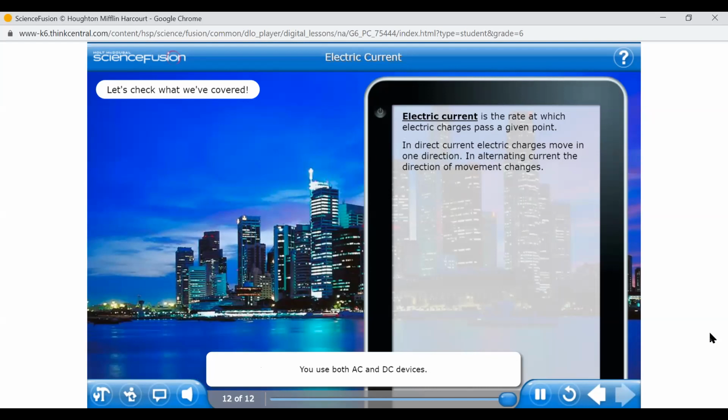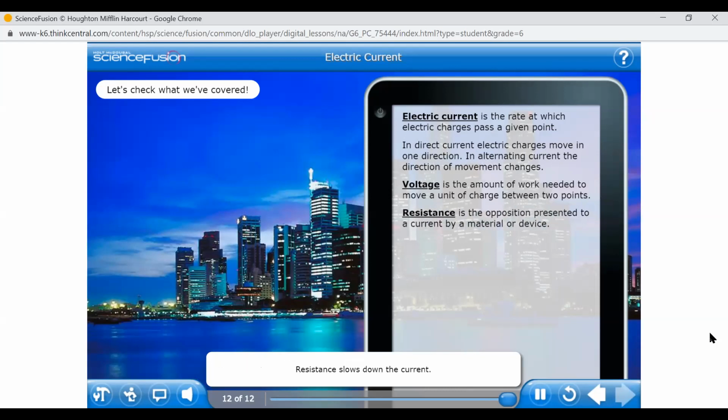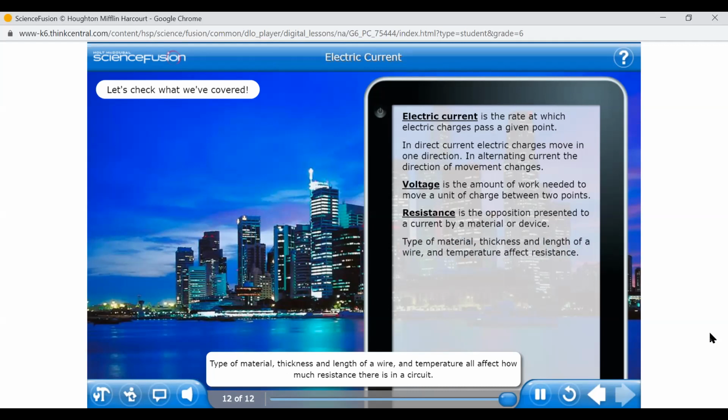You use both AC and DC devices. Wall outlets provide AC current. DC devices use batteries. Voltage is the amount of work needed to move a unit of electric charge from one point to another. Resistance slows down the current. Some devices such as light bulbs and television sets are resistors. Many factors affect resistance. Type of material, thickness and length of a wire, and temperature all affect how much resistance there is in a circuit.